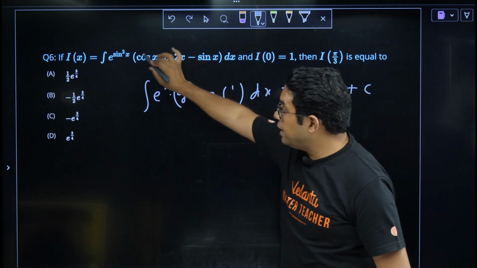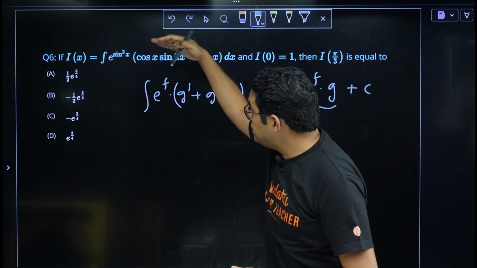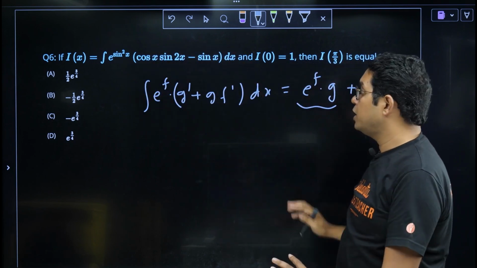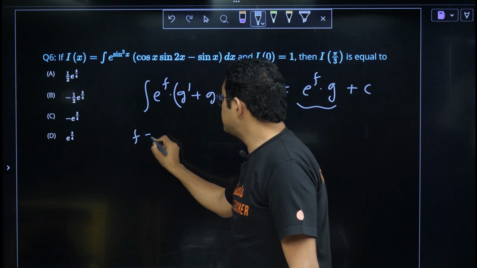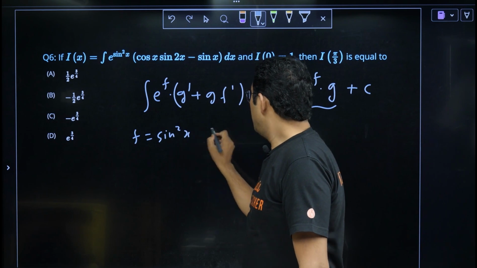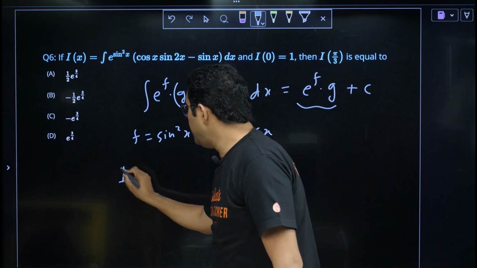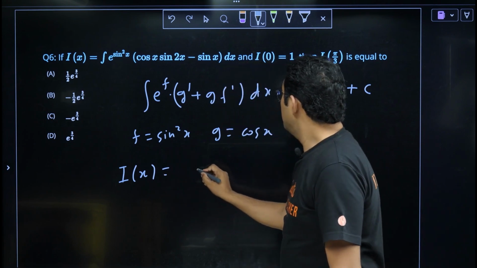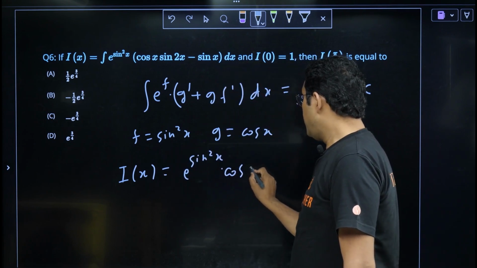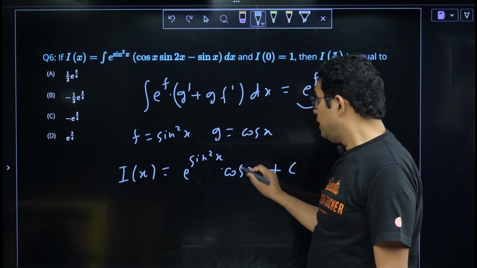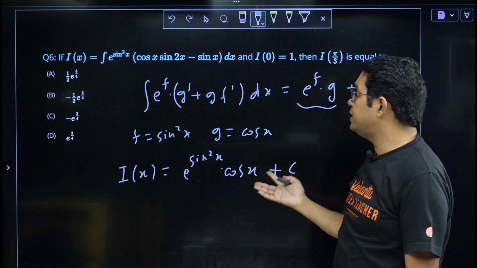So whenever these kinds of expressions are given, we have to check whether we can think of an f function and a g function or not. Now if you look at these expressions, you will be able to see that my f is sine square x and g is equal to cos x. So this integration will be equal to e raised to the power sine square x into cos x. You can recheck this by doing the differentiation, to check whether we are getting this thing or not. I think we are getting it.